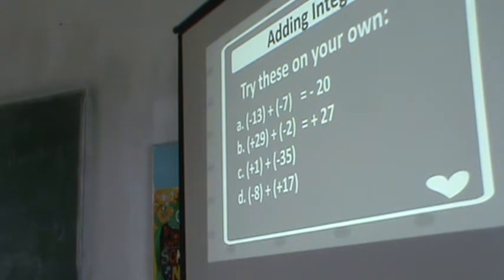Next one, I'm owing a lot of money. I only have 1 rand. Okay, with my 1 rand, I still owe 34. And the last example that I asked you to try out on your own, negative 8 and 17. In your mind, you know that you have more money than what you owe, so it's going to be positive.